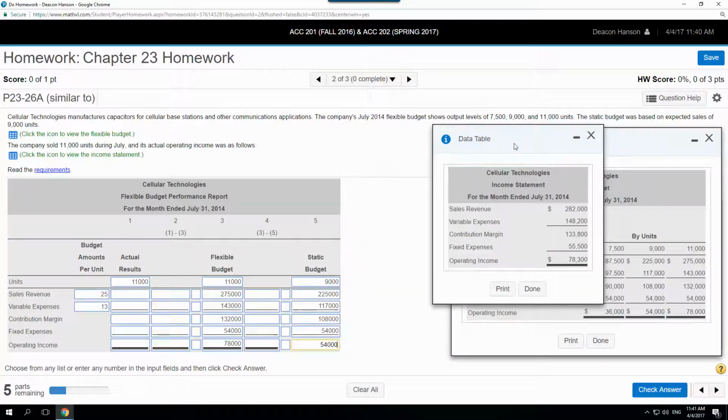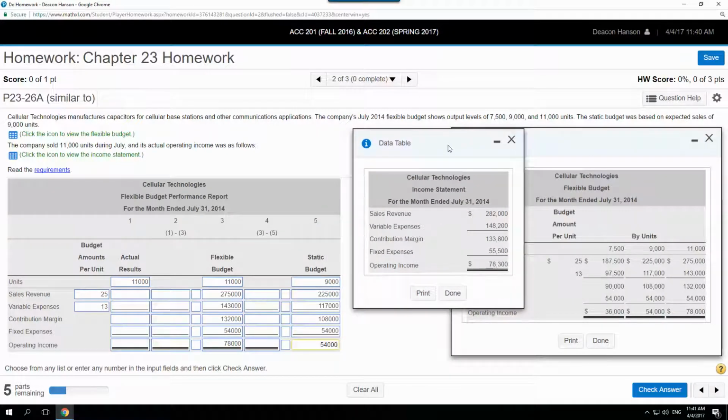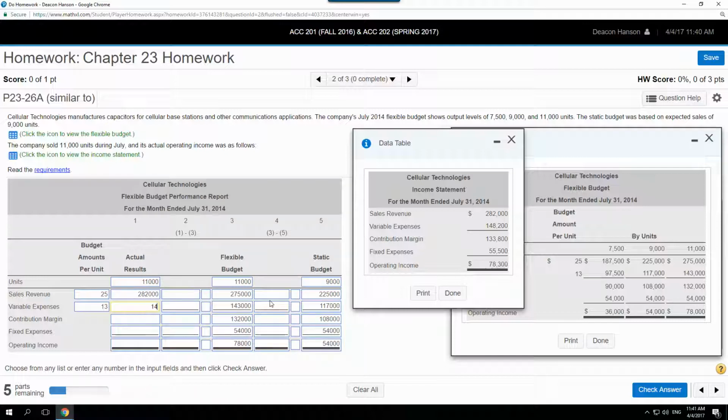Now we gotta do a little bit of math, right? We gotta take our actuals, right? So this is our actual results. Drop them in here. Make sure you put them in correctly.